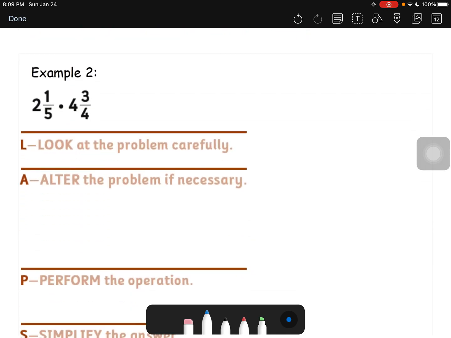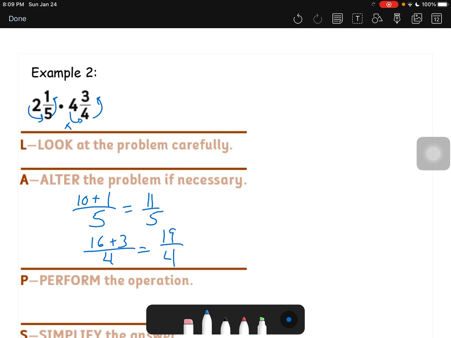All right, next one, we're going to do the same thing. So 2 times 5 plus 1, so that's going to be 10 plus 1 over 5, and that's going to be 11/5. And then this one, 4 times 4 plus 3, that would be 16 plus 3 over 4, which is going to be 19 over 4. And now if we multiply that, 11/5 times 19/4. Ooh, those get to be some pretty big numbers.